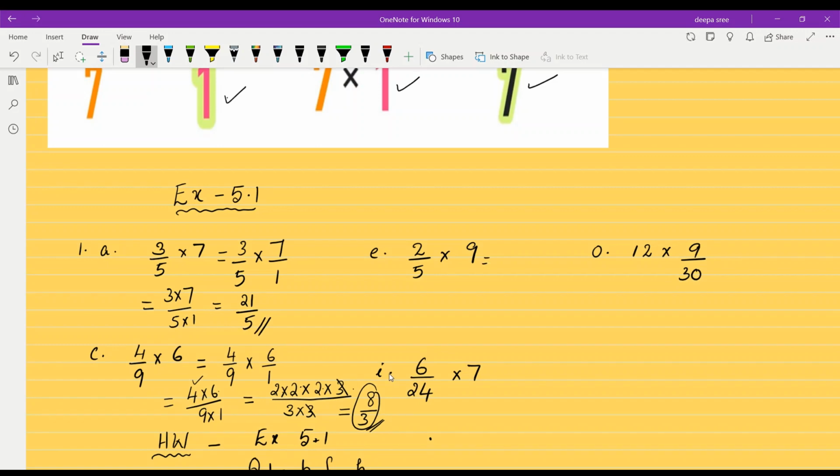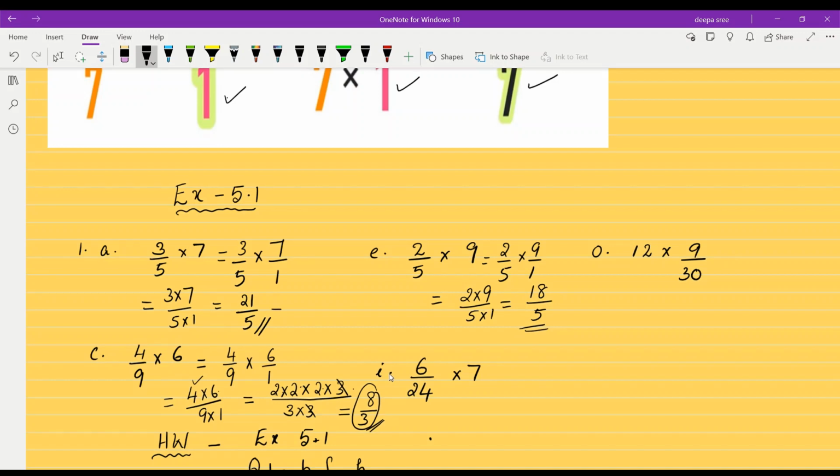Now this question: write 2 by 5 as it is and 9 we can write as 9 by 1. We check for any common factors in numerator and denominator. There is no common factor, because 2 and 5 have no common factors, and 9 and 5 also have no common factors. So we can multiply the numerators, 2 into 9, by 5 into 1. 2 9s are 18 divided by 5 1s are 5. We can do simplification. If we want, we can convert it into a mixed fraction.